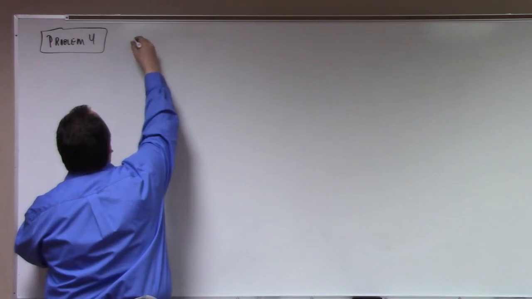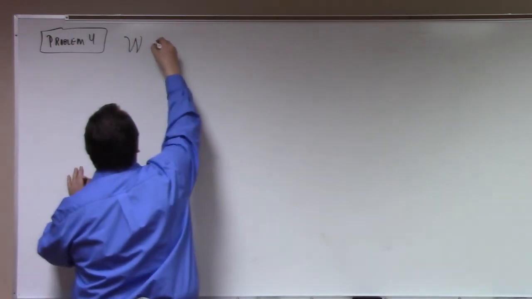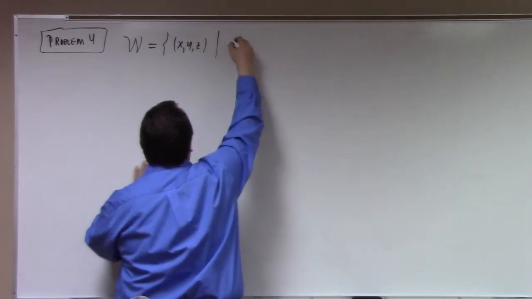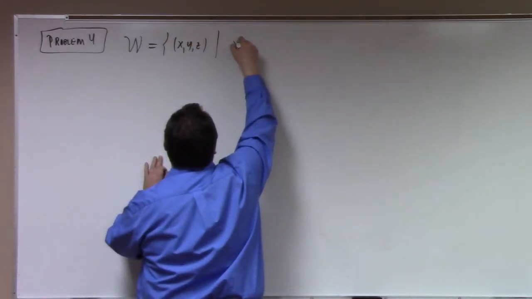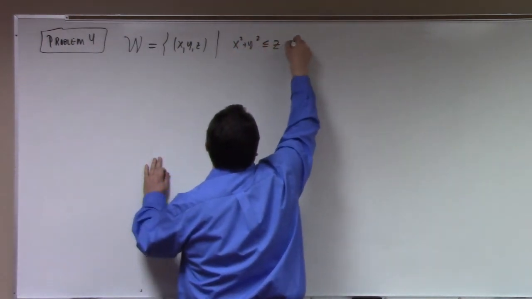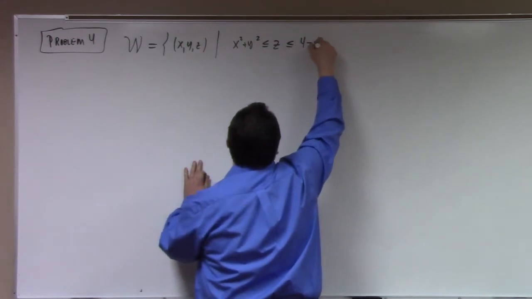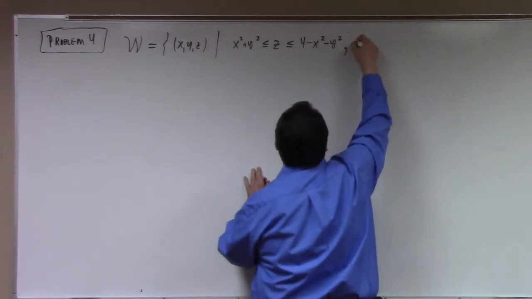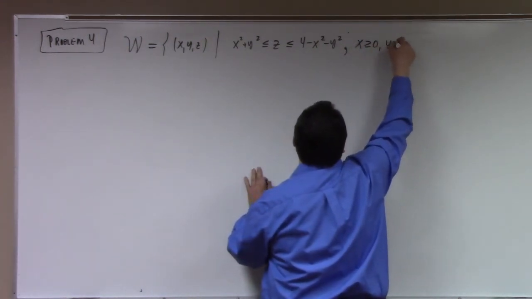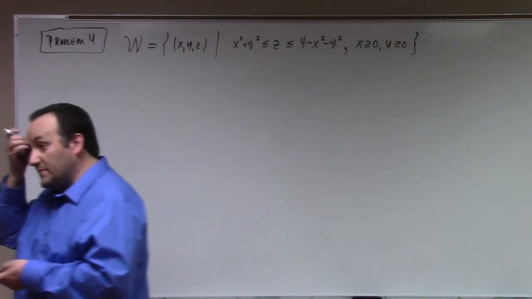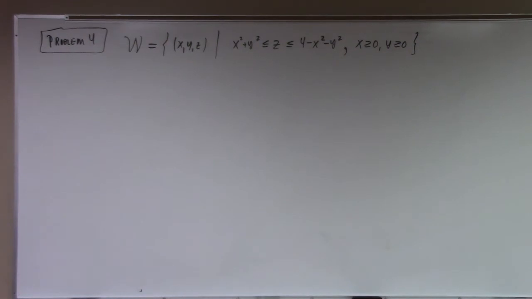So the shape I was looking at, I'll write it this way. It's the set of x, y, z such that x squared plus y squared is less than or equal to z, which is less than or equal to 4 minus x squared minus y squared. Was that not it? And also x greater than or equal to 0, y greater than or equal to 0. This set of inequalities fixes the volume W that we were studying in problem 4. That's what the volume is.